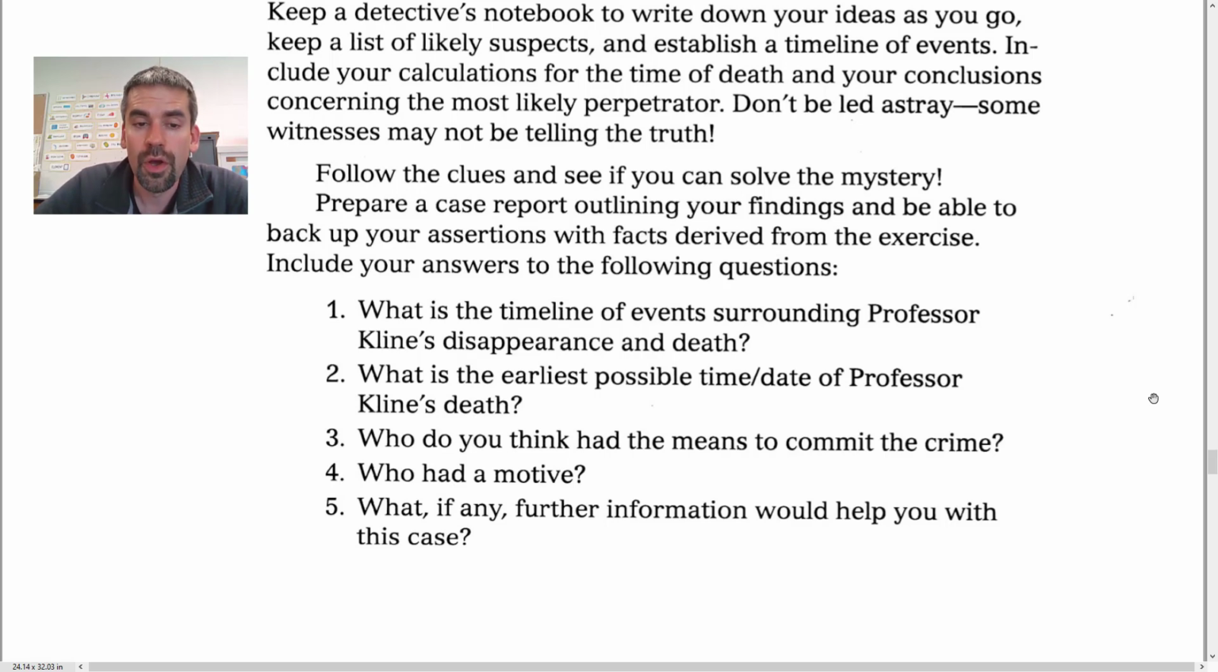So these are the questions. What is the timeline of events surrounding Professor Klein's disappearance and death? What is the earliest possible date of Professor Klein's death? Who do you think had the means to commit the crime? Who had the motive? What, if any, further information would help you with this case?